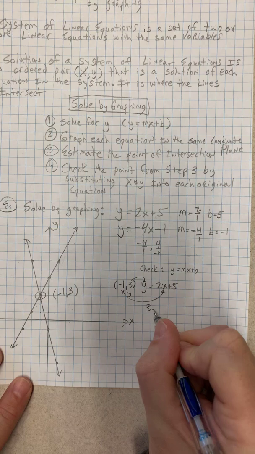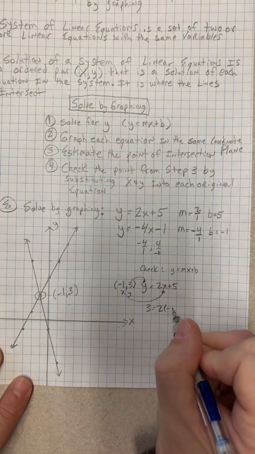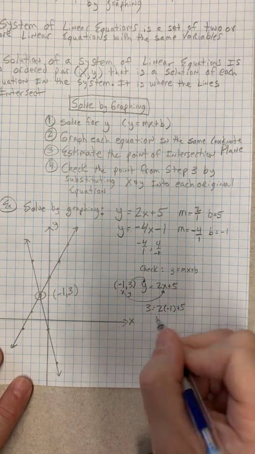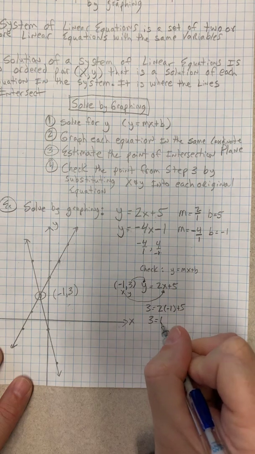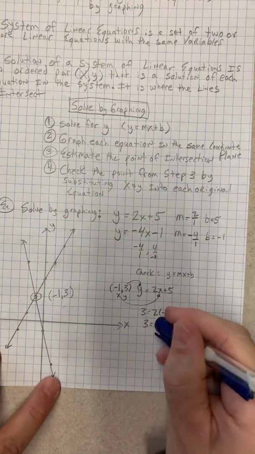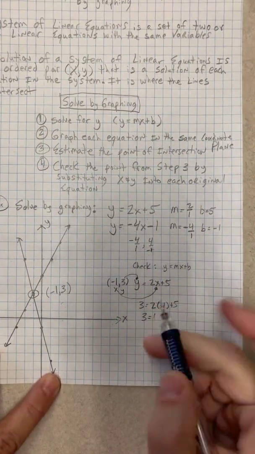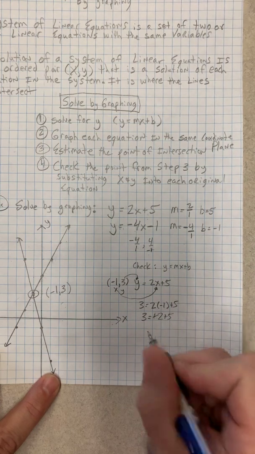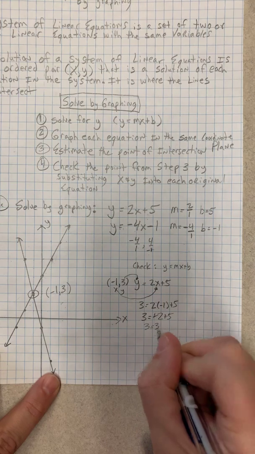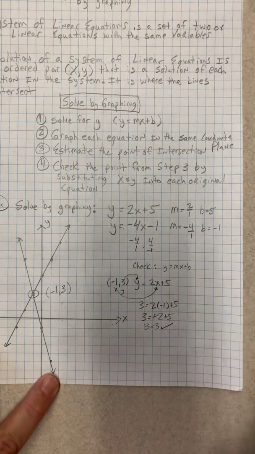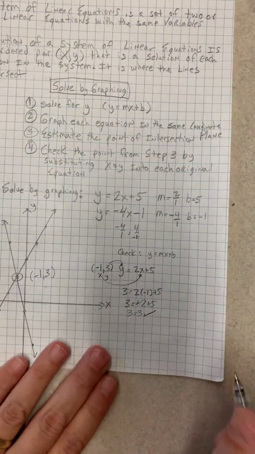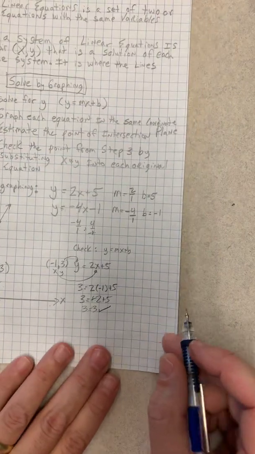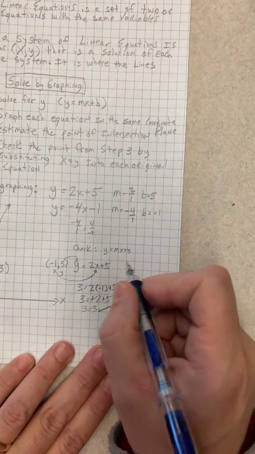So 3 would equal 2 times negative 1 plus 5. 2 times negative 1 gives me negative 2 plus 5. Negative 2 plus 5 is 3. 3 equals 3. That one checks. I have to do the same thing for my other equation.